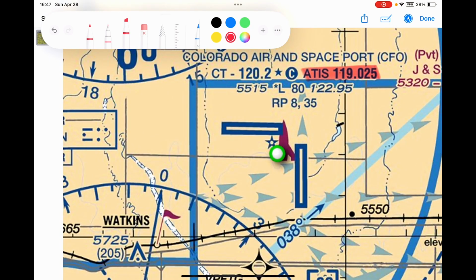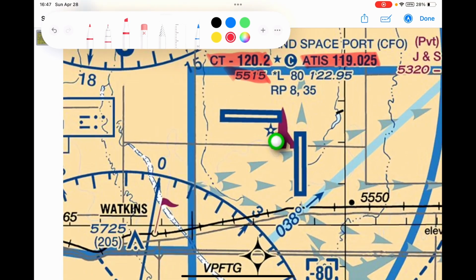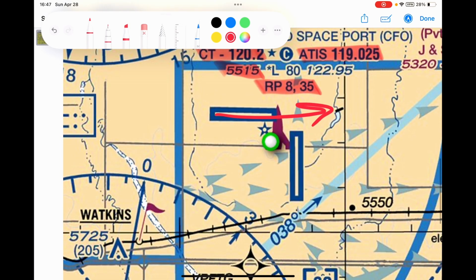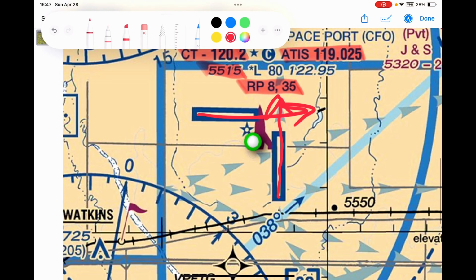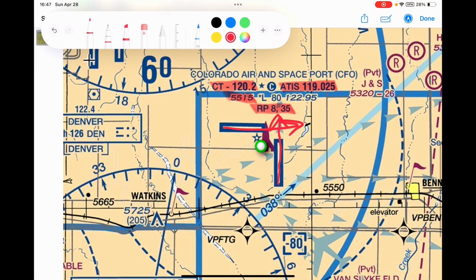You need to know the control tower frequency so you can get clearance to land and stuff like that. Well, here's the frequency for that. And also here's the airport elevation right there: 5,515 feet. You also get which runways are usually being used. Runway 8, so that's 080 heading, magnetic, right? And runway 35, that is basically right there going to the north. The runway numbers are based off of the magnetic heading. So that's what we have.